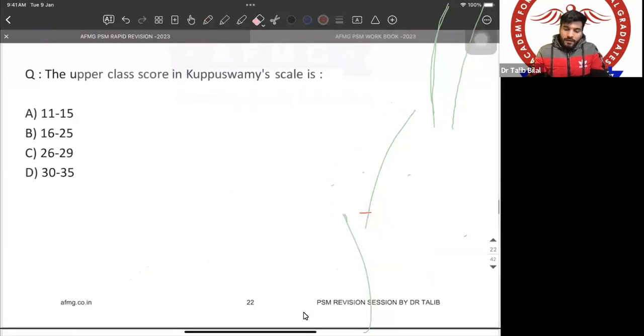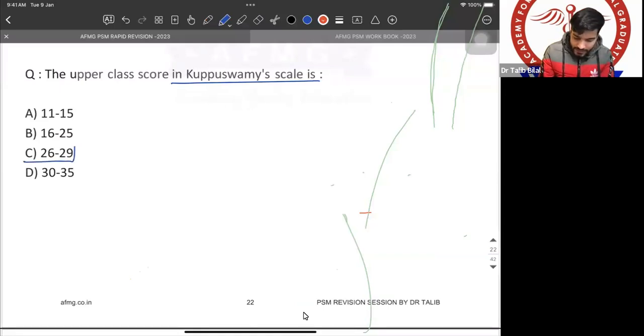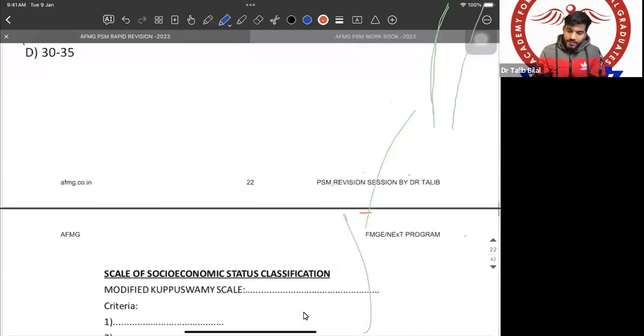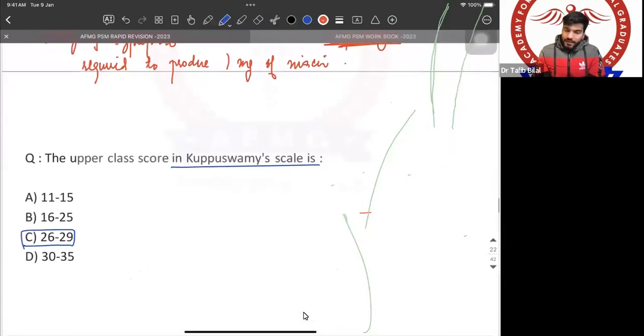Okay. The upper class score in Kuppuswamy scale is, yes, taurine and cysteine, both are right. The upper class score in Kuppuswamy scale is what? What is your answer for the upper class? It's 26 to 29.